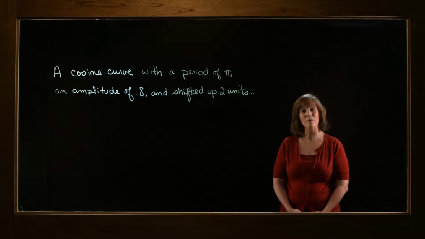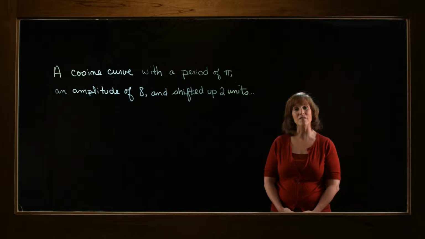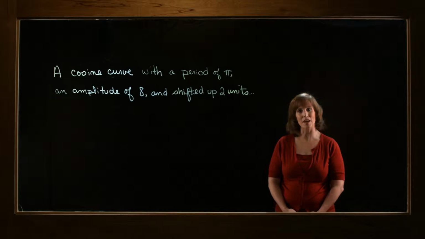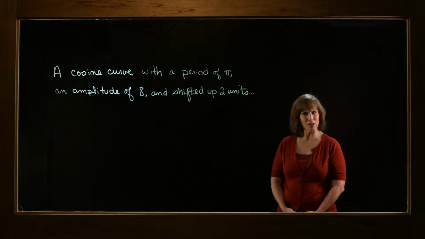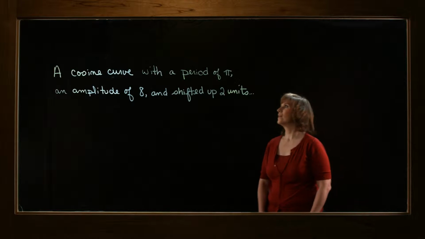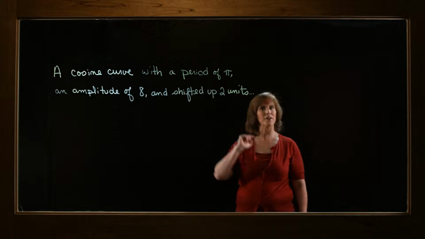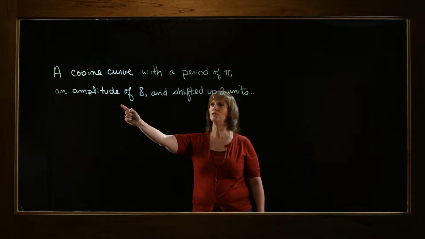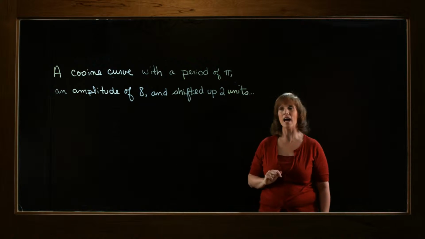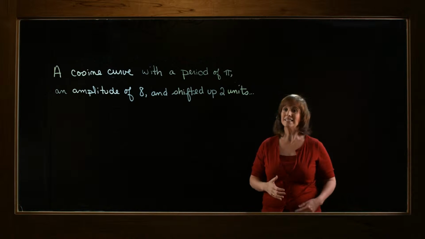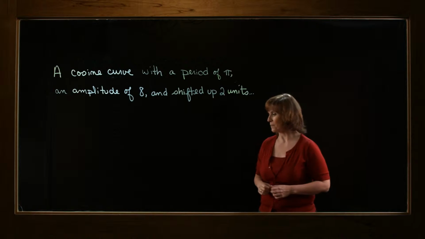Hi, I'm Cheryl Leach. In this problem, we're asked to find the equation of a function that has a set of characteristics. Let's take a look at what we are looking for. We want to find a cosine curve that has a period of pi, an amplitude of 8, and is shifted up 2 units. So let's take these characteristics one at a time.